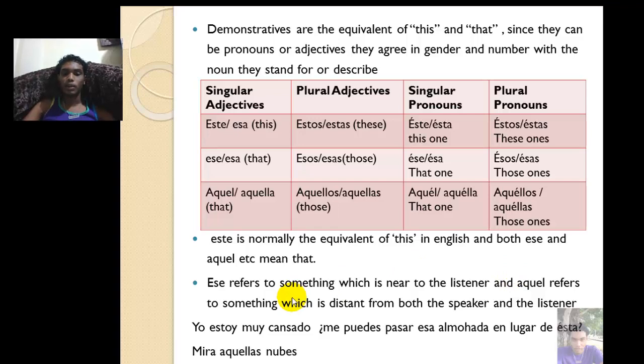So we're going to get, yo estoy muy cansado. ¿Me puedes pasar esta almohada en lugar de esta? Can you hand me that pillow instead of this one? So I'll be having a pillow in my hand and I'll say, can you pass me that pillow instead of this one? This one comes from esta, which would be the pronouns. There's a difference between the pronouns and the adjectives, and esa came from here, which would be that. So can you pass me that pillow instead of this one?